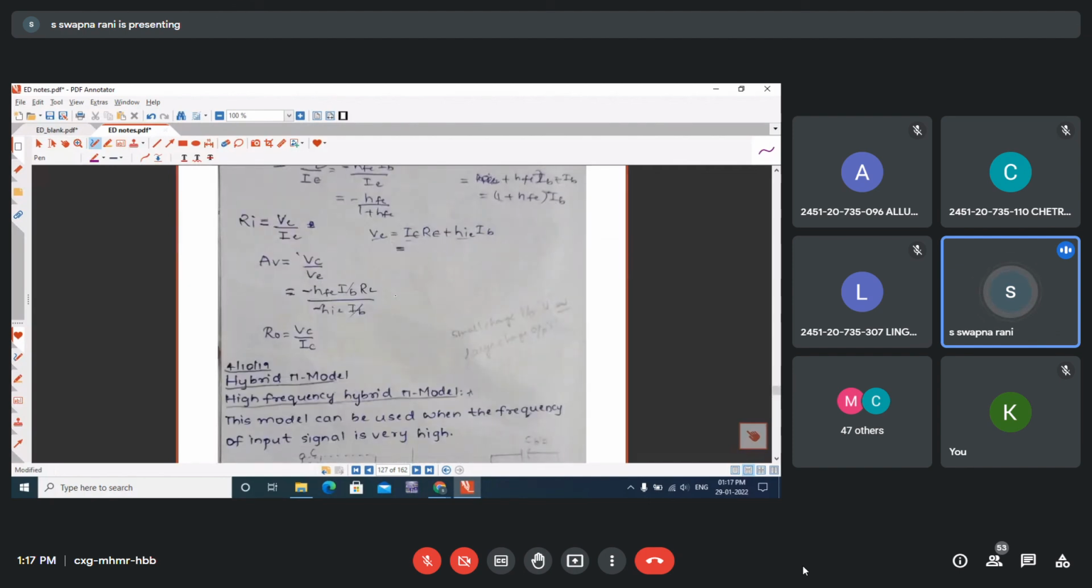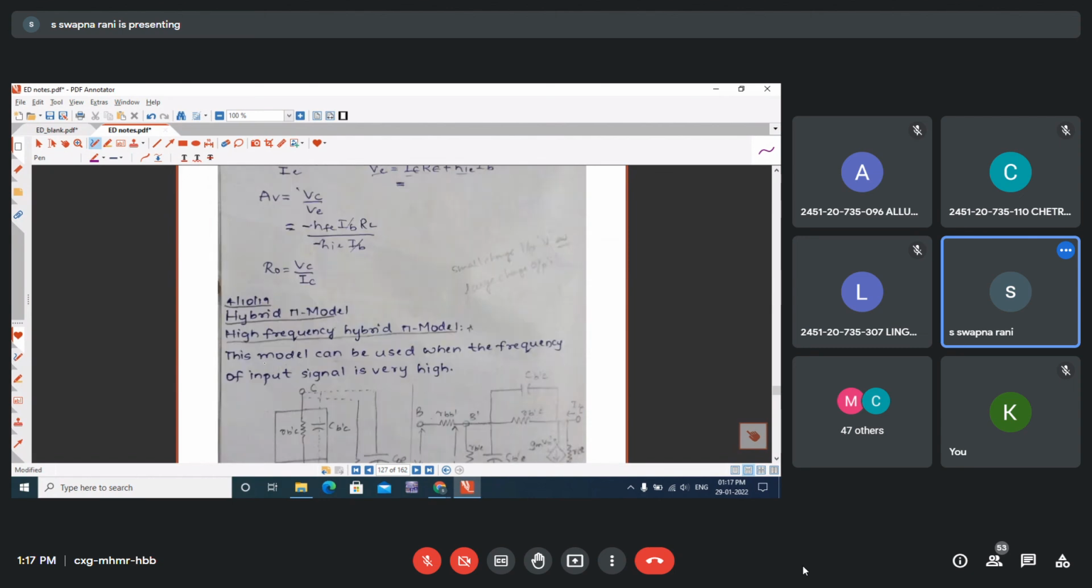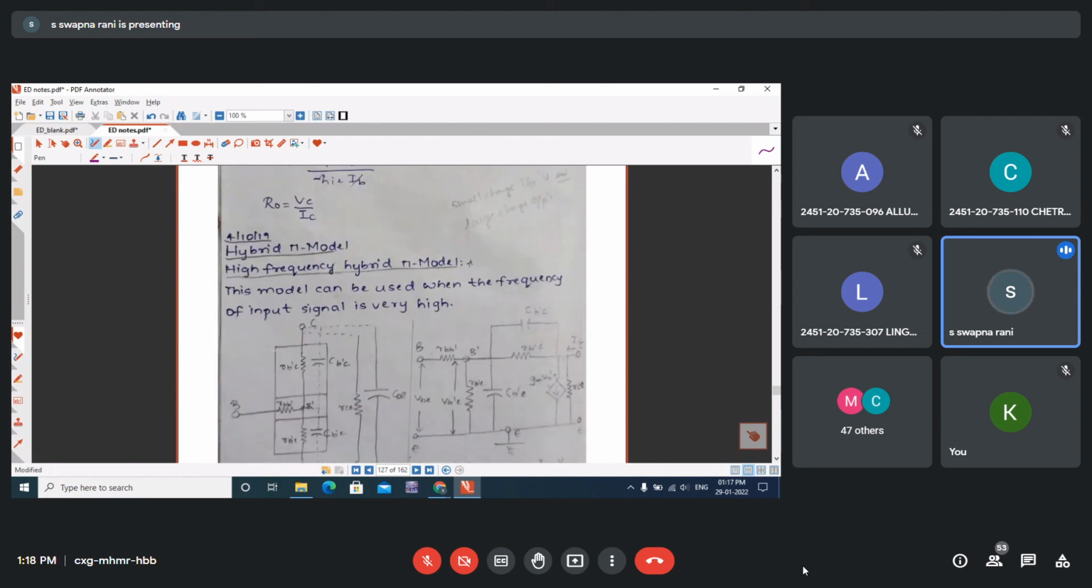So anyhow we are getting classes on Monday and Tuesday. We will do few more analysis problems using approximate and exact. And another model is there, hybrid pi model. So this model is valid for high frequency. So high frequency దగ్గర H parameter model use చేయలేం కాబట్టి a separate model is derived, that is hybrid pi model.